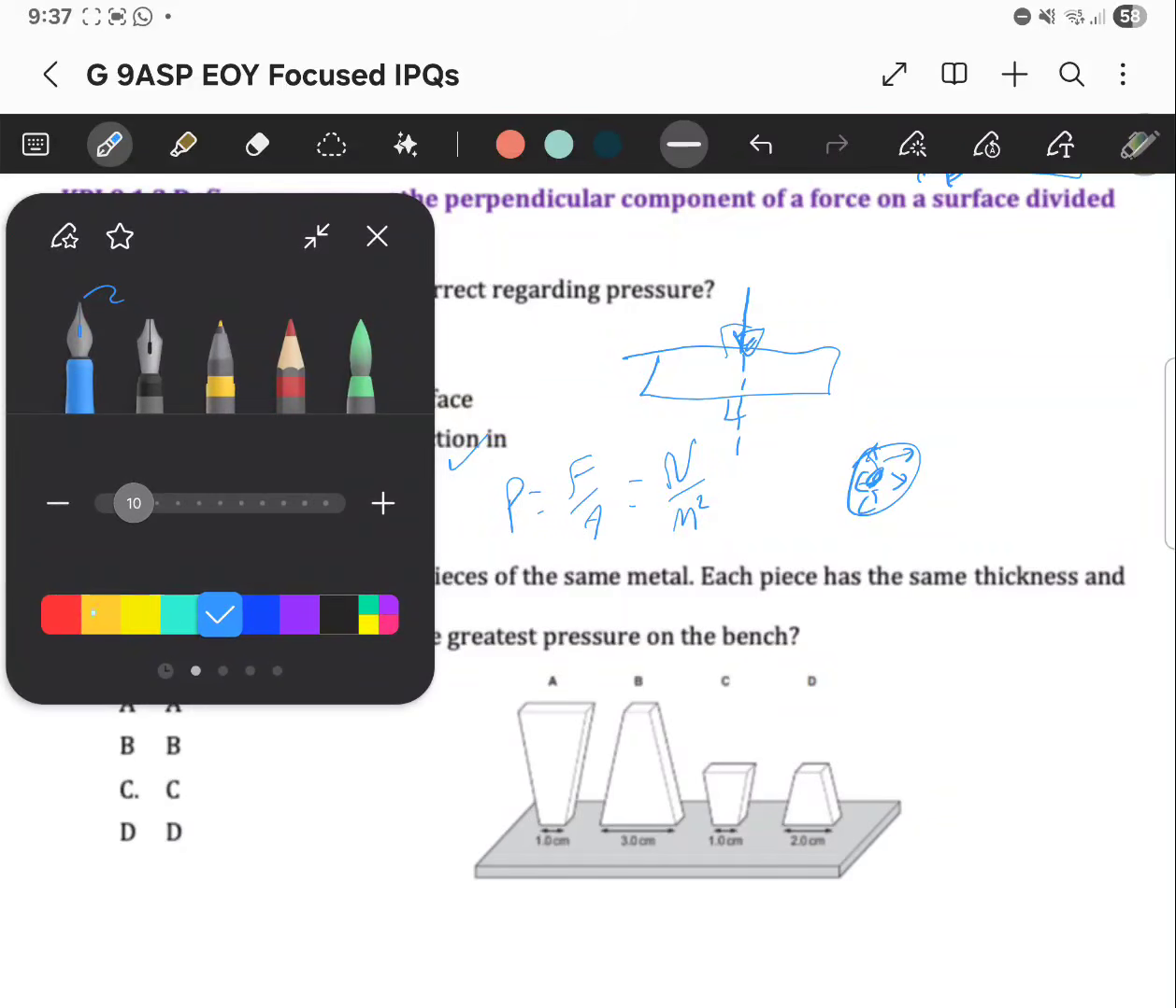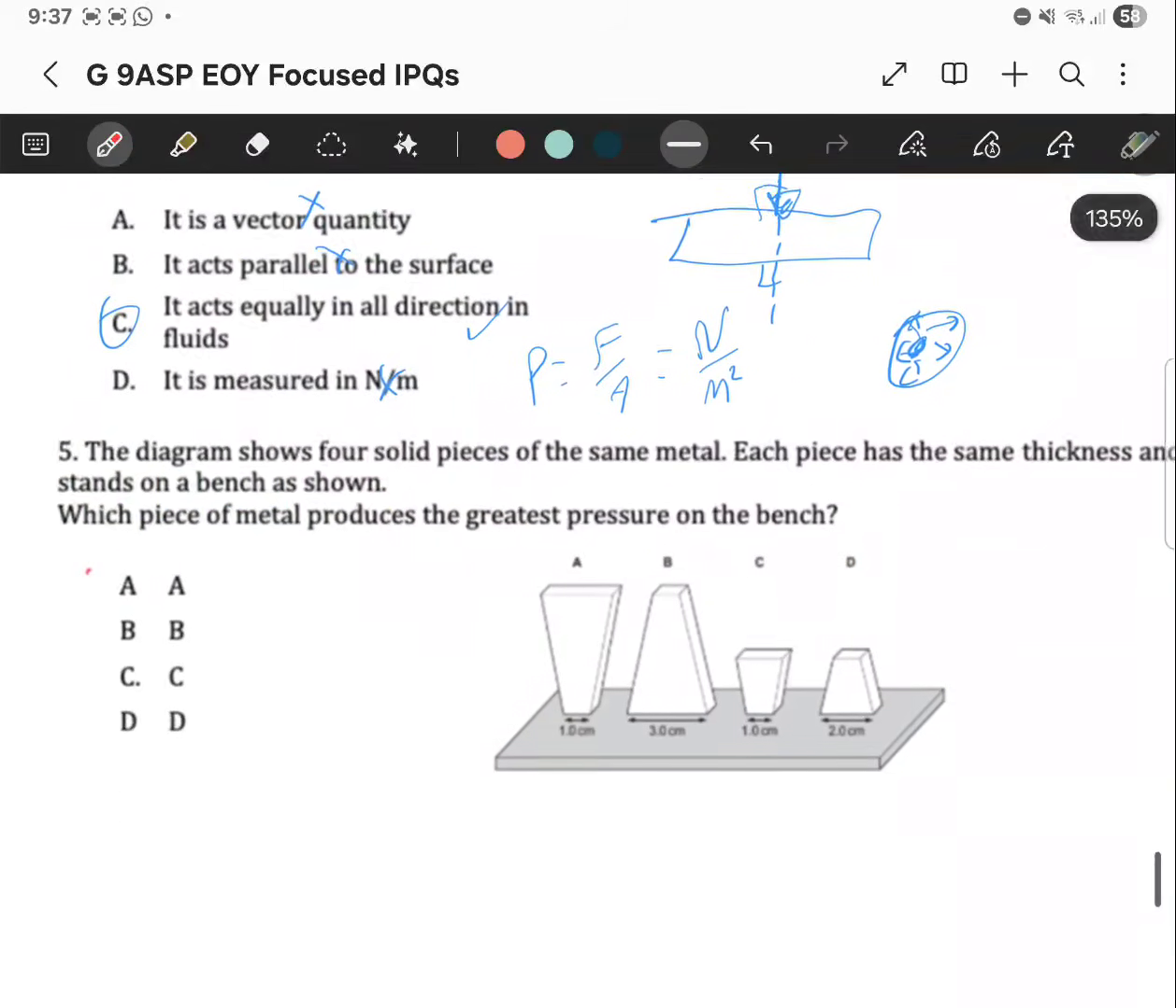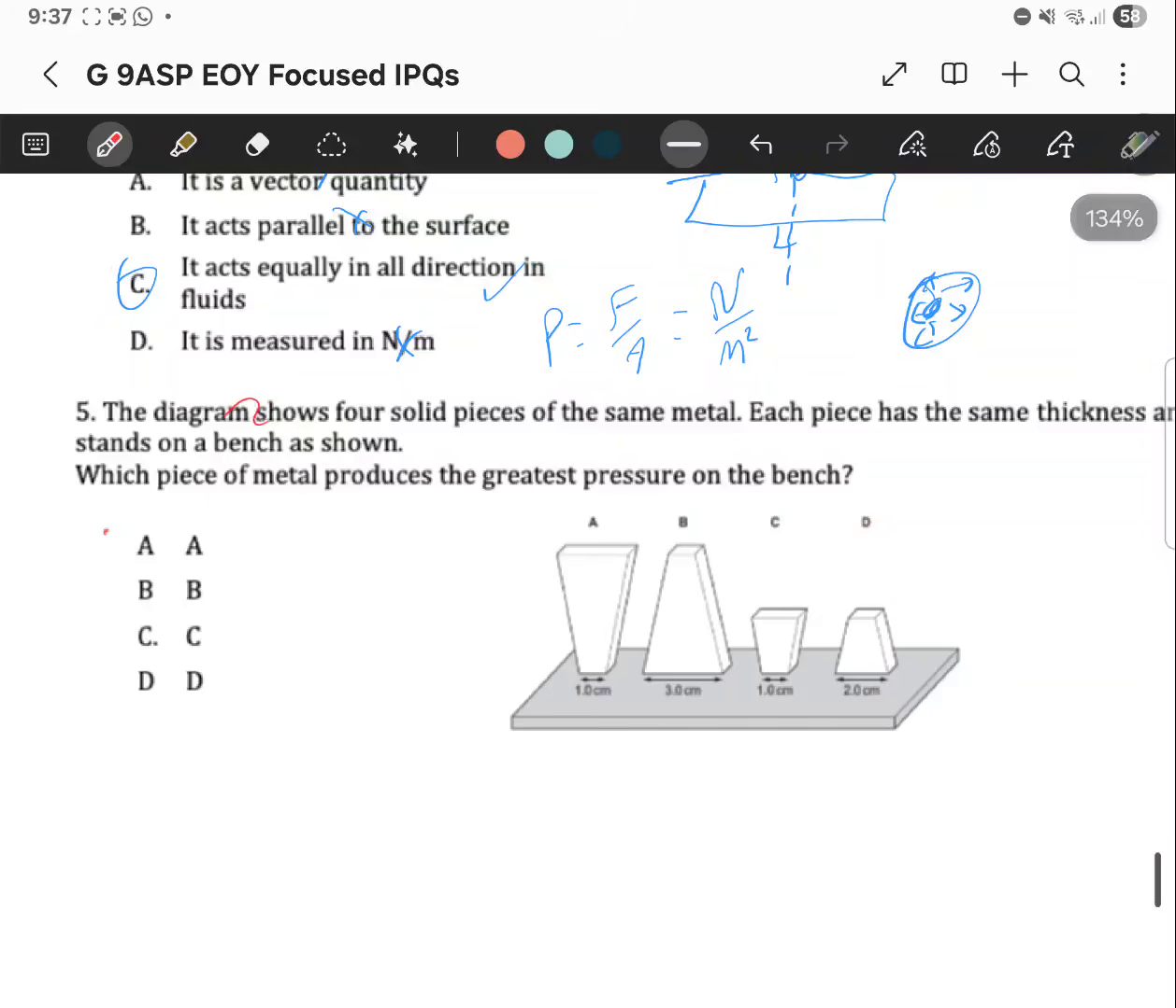Why have I got a blue pen? Let's get back to red. Good old red marking pen. This is a good teacher's pen.